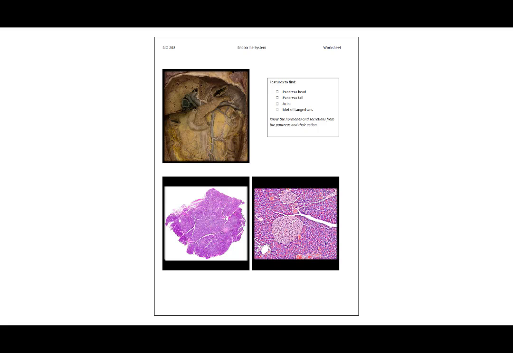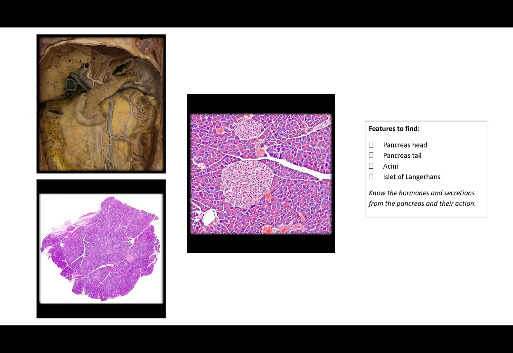On the next page, we'll look into the pancreas. The pancreas is this organ right here, just tucked into the corner of this C-shaped portion of the small intestine. We have a head of the pancreas here, and the tail is over by the spleen.